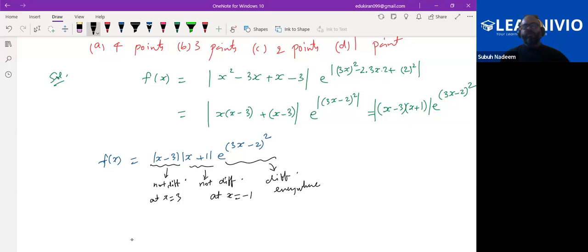So if we observe how many points are there where this function will not be differentiable, it will not be differentiable at x equal to 3 and minus 1. So there are 2 points. So option will be C. You can write it down.